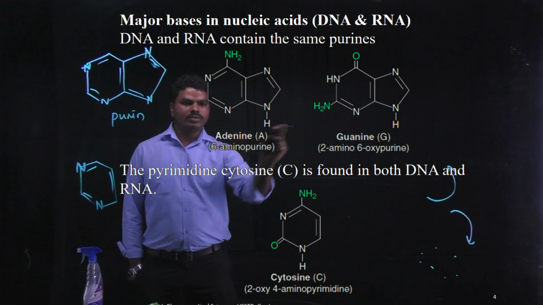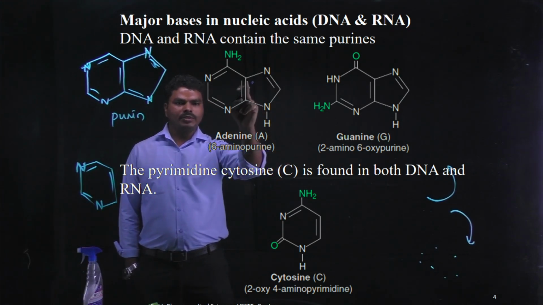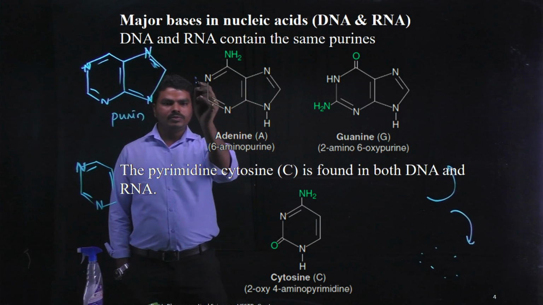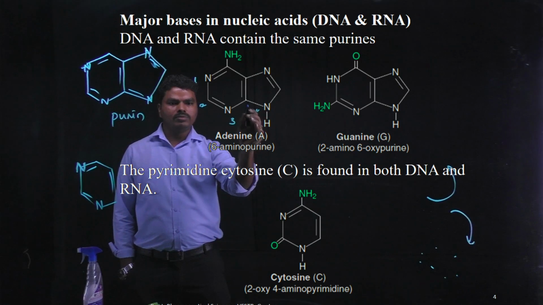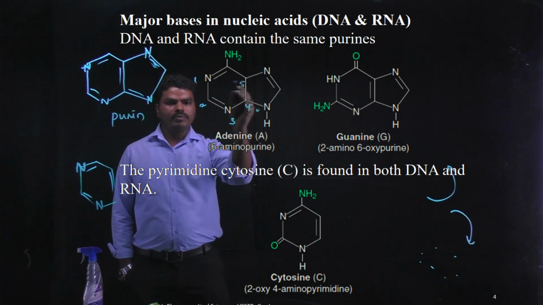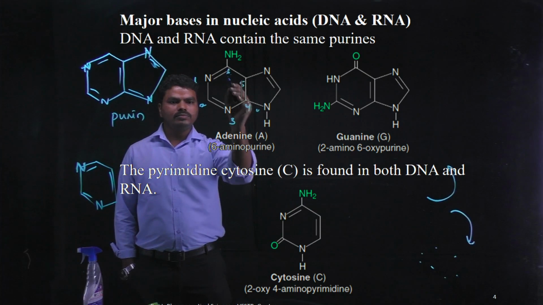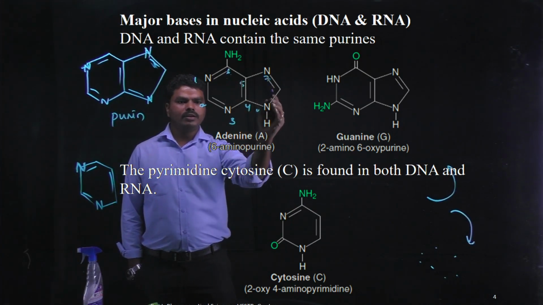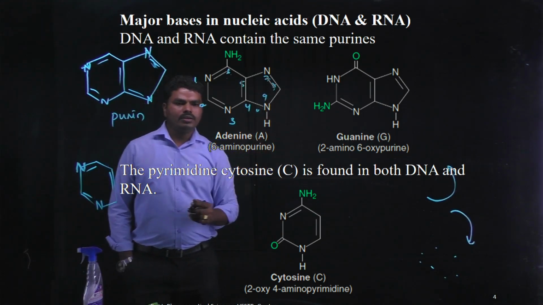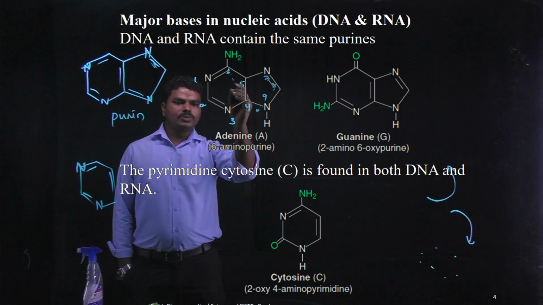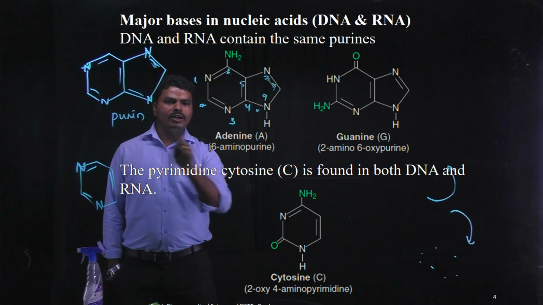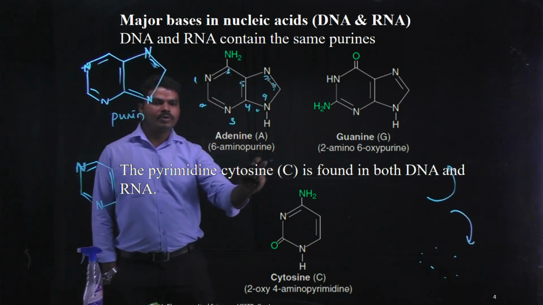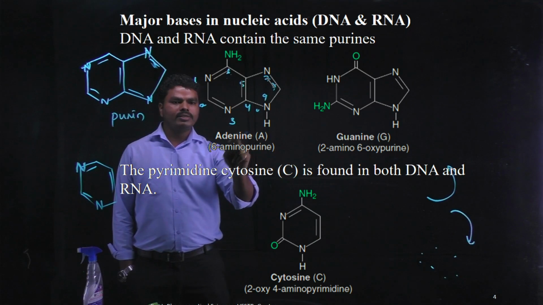It consists of heterocyclic rings having the 4 nitrogen bases, and the positions are numbered like this: 1, 2, 3, 4, 5, 6, 7, 8, 9. So this is the numbering system for purine. At the 6th position, it has the amine substitution. So that's why that purine is called adenine. 6-aminopurine is also called adenine.